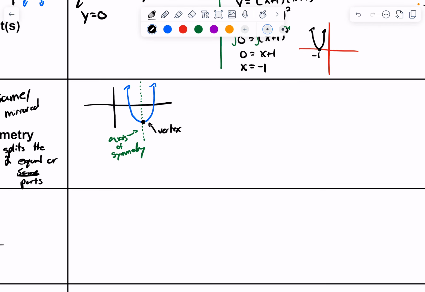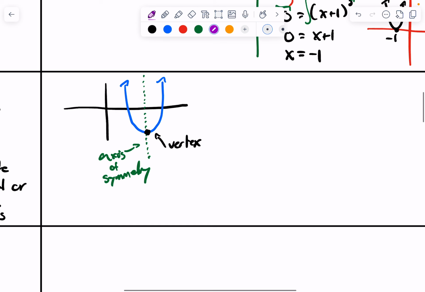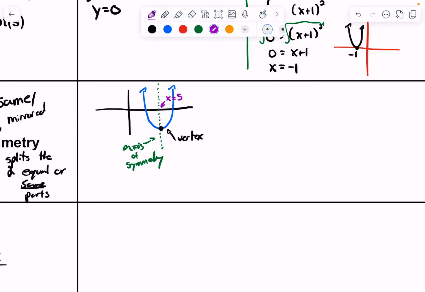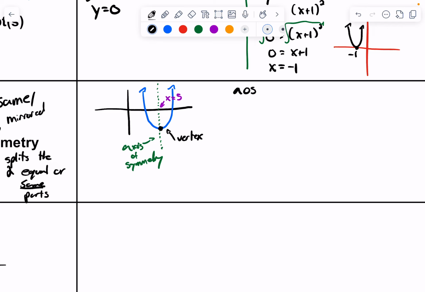And let's say this thing right here, this imaginary line, let's say there was an x, like it was at the x coordinate, I don't know, 5, okay? You would say the axis of symmetry, or AOS, is x equals 5. That's how you describe it. It is a line that has the x equals 5.